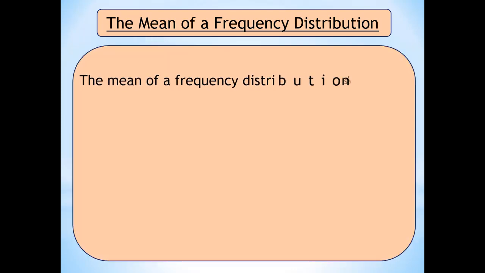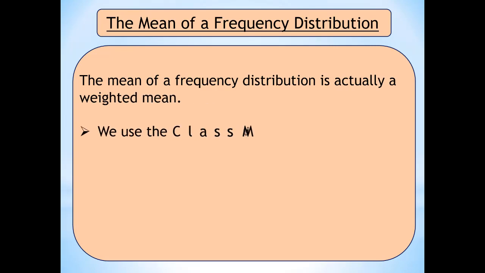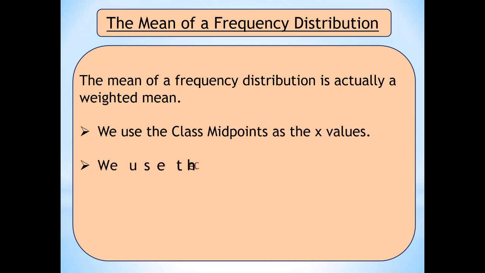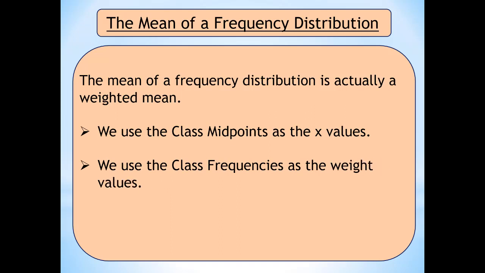The mean of a frequency distribution is actually a weighted mean, so it's just like what we just got finished doing. We're going to use the class midpoints as the x values, and we're going to use the class frequency as the weight values. We needed a value for the data point itself, and if we have a range of values, the best value we can use is the value right in the middle, which would be the midpoint.